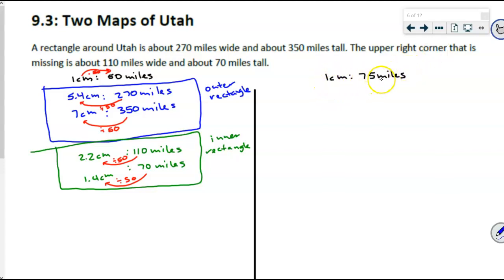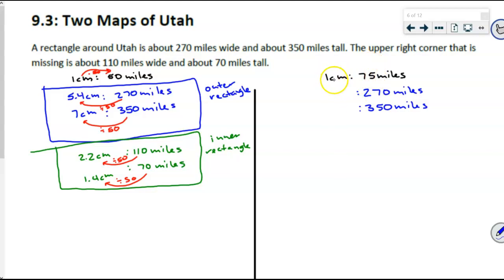If 1 centimeter is now 75 miles, I still have a total width of 270 miles and a total height of 350 miles. So how am I going to find how big those pieces should be in my scale drawing? What am I going to do this time? Raise your hand if you already know because you've been working ahead. Raise your hand if you need a little bit more time. Okay, that's fine. That's more than I thought. So we are going to pause recording, let students figure this out, and then we'll come back in a second. Ready, set, pause.